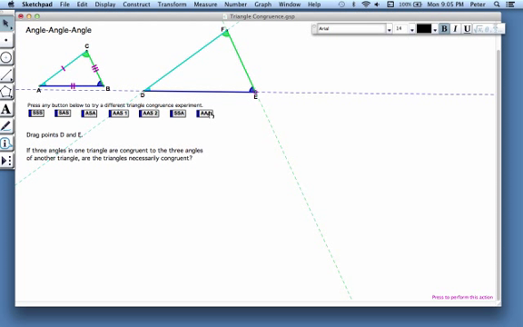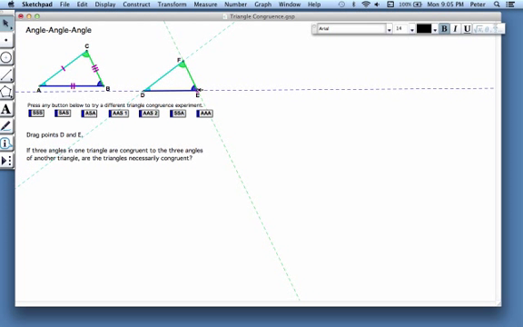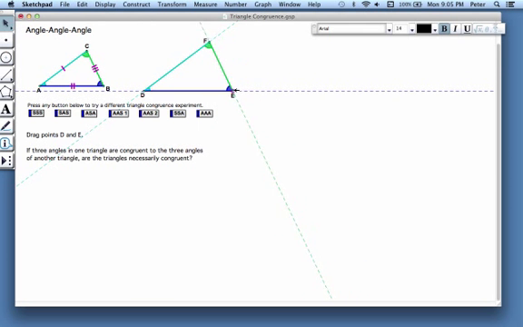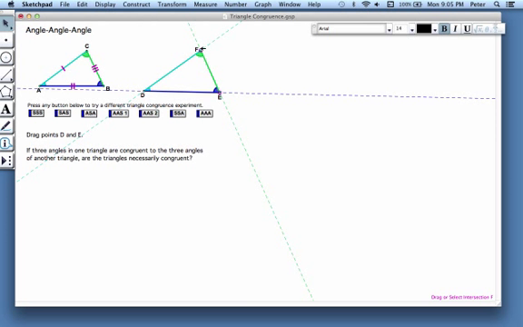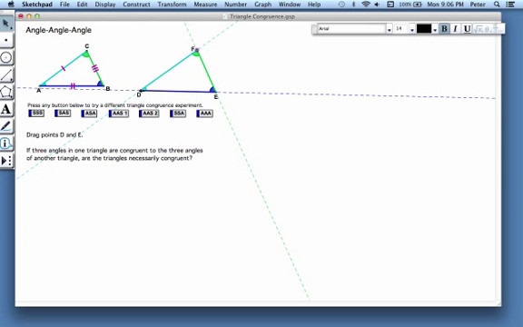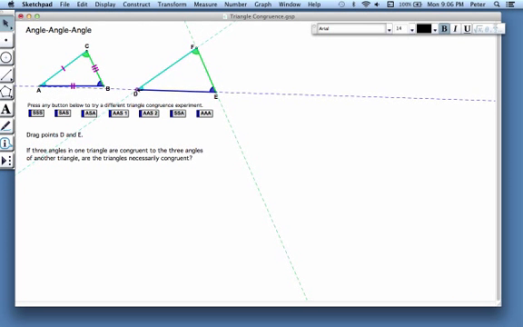Well, let's start off with the first one on the right, angle, angle, angle. In this situation, we're not told that any of the sides of the two triangles are congruent, but all three of their angles are. And as you can see, I can manipulate point E, and while the side lengths change, the angle measures stay the same. If I manipulate point F, the whole triangle moves, and if I manipulate point D, once again the angles move.